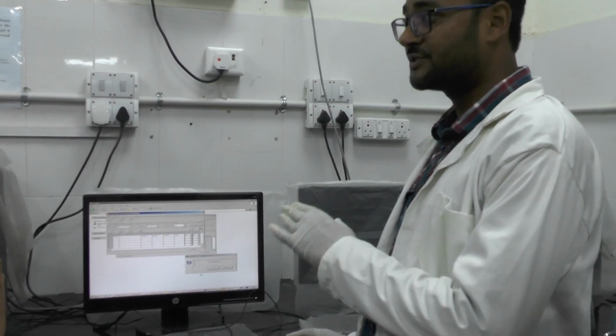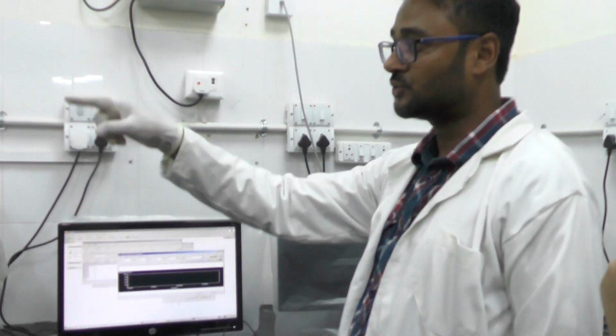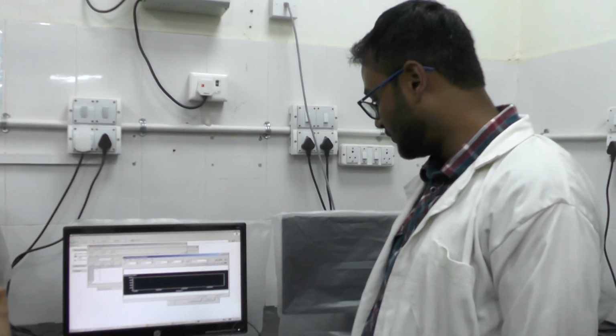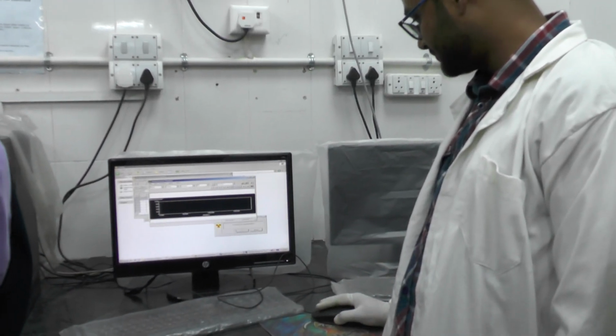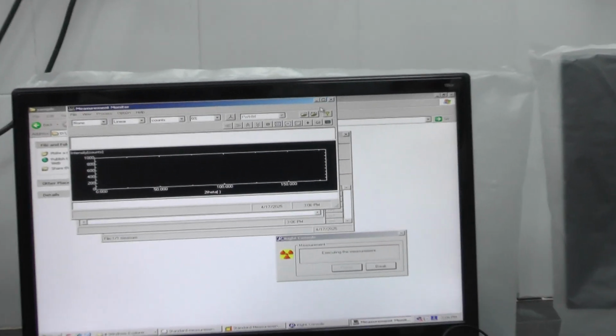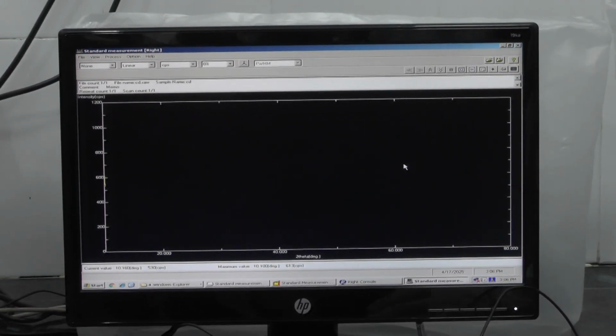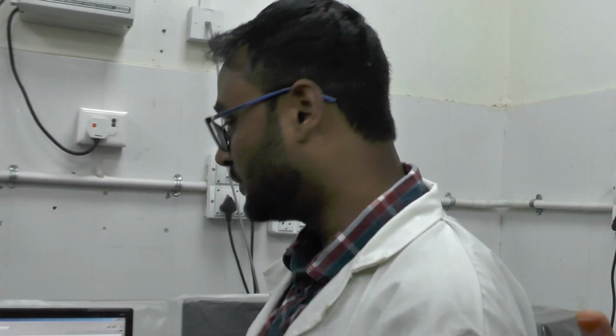Once the X-ray starts working, we will see the red light glowing over there. So when this red light is on, we can say that the X-ray is operating. Let's see. Red light is on, right? X-ray is on. So here we are getting the data. Once you get the data, what are you supposed to do? Yeah, we will get the raw data.